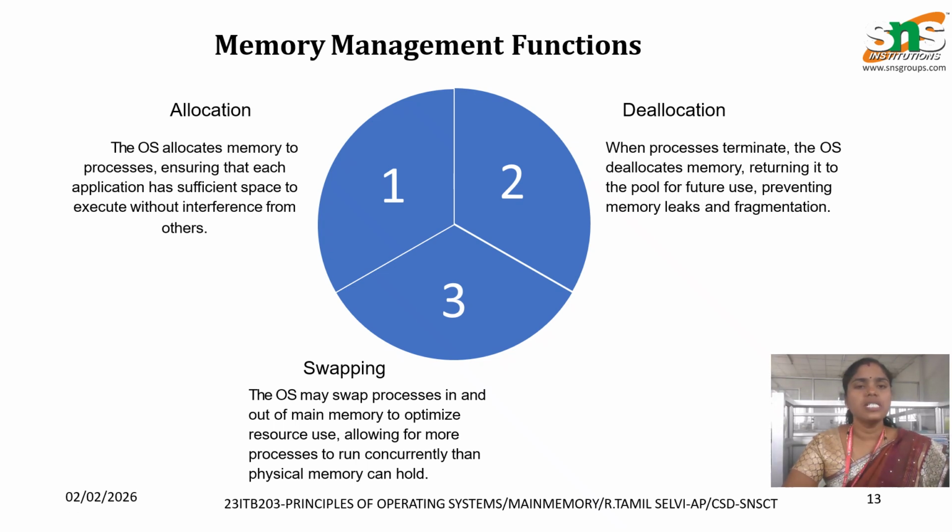The third function is swapping. When the RAM gets completely full, the system uses this method, swapping. It swaps out the program you aren't currently using, and it swaps in the program you just clicked on. The OS may swap processes in and out of the main memory to optimize the resources used, allowing more processes to run concurrently than physical memory can hold.